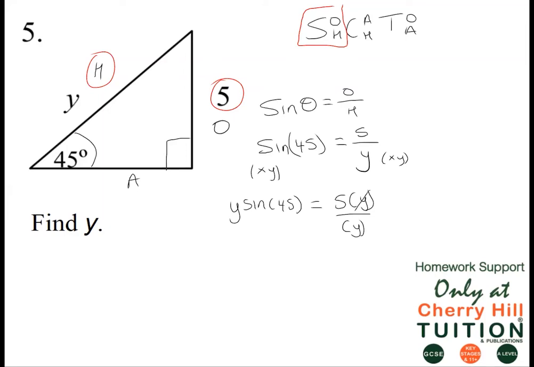On the right-hand side, the y's cancel out. So let's just rewrite this so it's a little bit more clear. The only thing stopping the y from being on its own is this sine of 45. Right now, it's being multiplied by the y, so in order to get rid of it, we need to divide both sides by sine of 45.